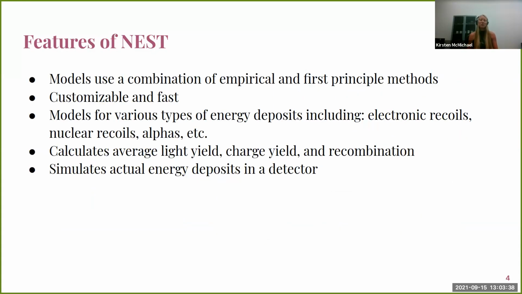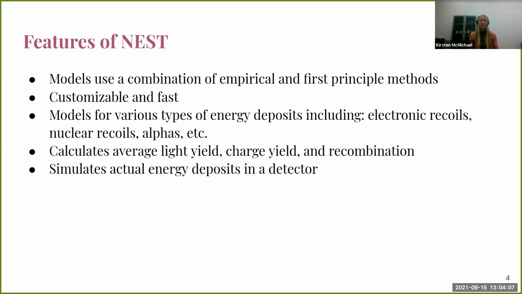And so some of the features of NEST: the models themselves use a combination of both empirical and first principles methods. It is very customizable in the sense that you can input custom detectors to really tailor it to your experiment, and it is very fast. That was probably what I noticed most when I first started using NEST: you don't need supercomputing power to get these calculations done. You can run it on your desktop, and depending on what you're trying to complete, it's on the order of seconds or minutes that you get a result.